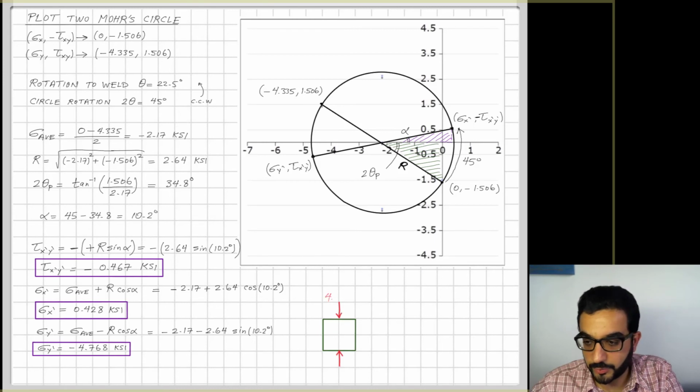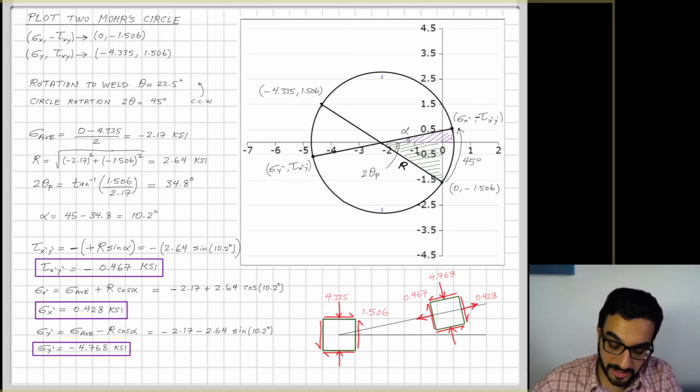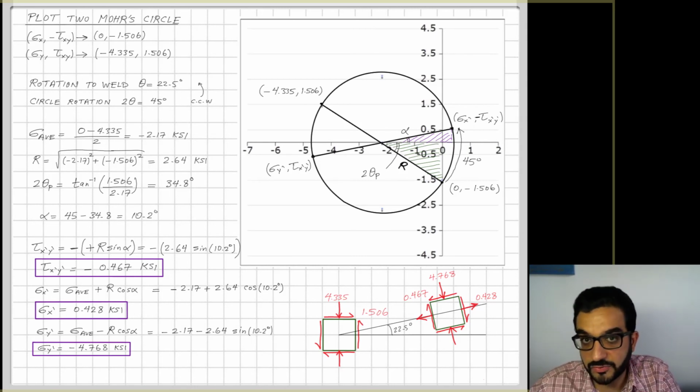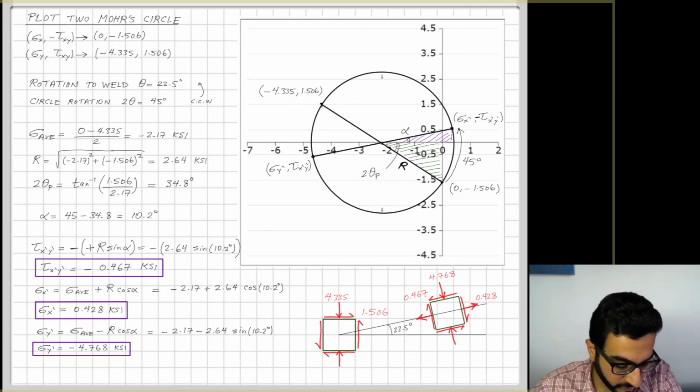I just want to visualize it more. So that was the stress block that's given initially to us. And then when I rotated it in real life by 22.5 degrees, that will give us that right stress block. I can see here that initially I had zero sigma x. Now sigma x prime is tension, it has a value. My compressive stress in the y direction increased from 4.3385 to 4.768, and my shear stress flipped from a positive 1.506 to a negative 0.467.